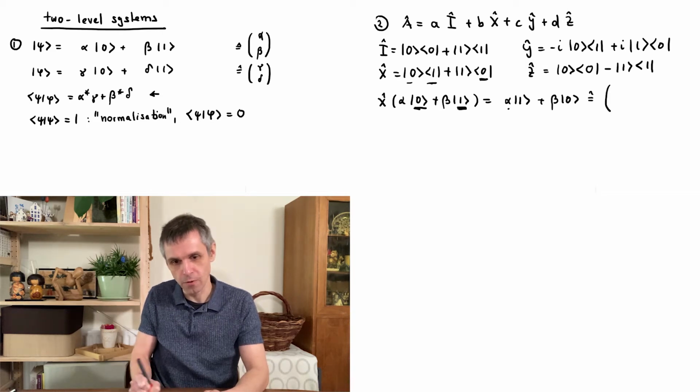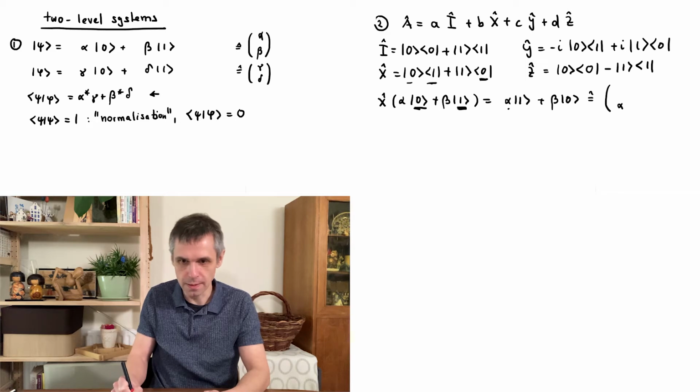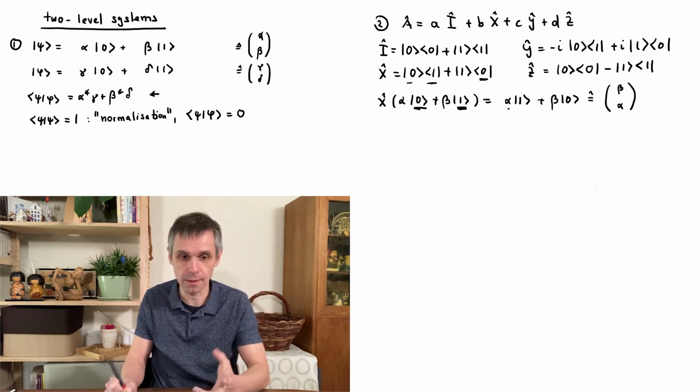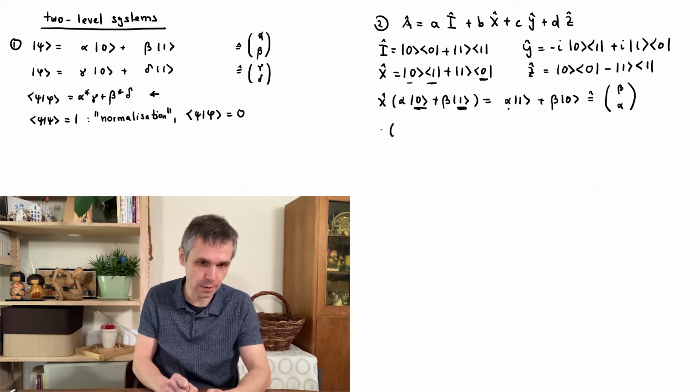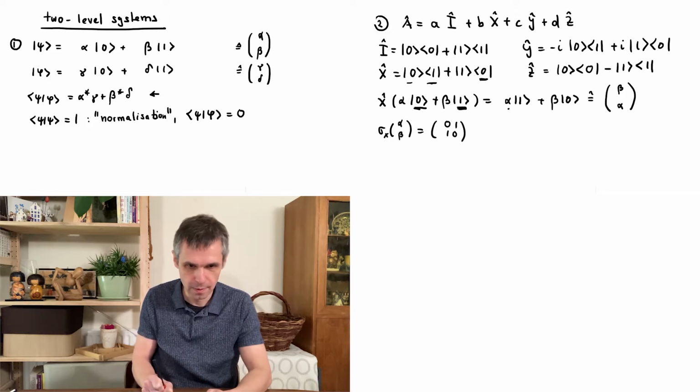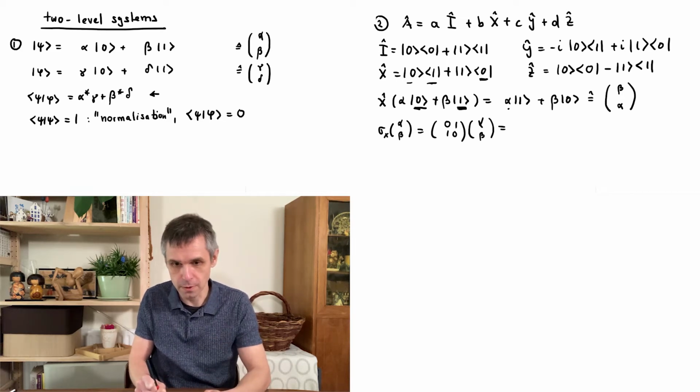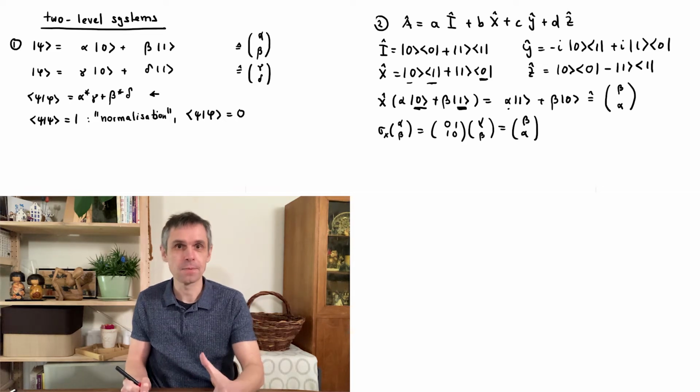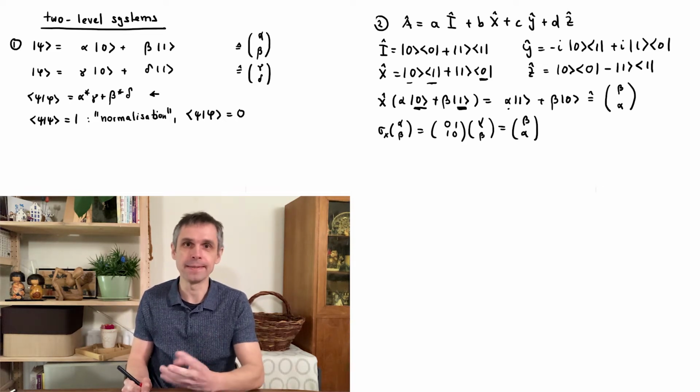Well, now we have the alpha in front of the 1, so this is down here, and the beta is in front of the 0, so we have this one here. Now this is the same as applying the Pauli matrix sigma x to the state alpha beta. So it's the same as applying this matrix here, because this is just a permutation matrix that gives us the same result. And this works in the same way with the operators y and z.